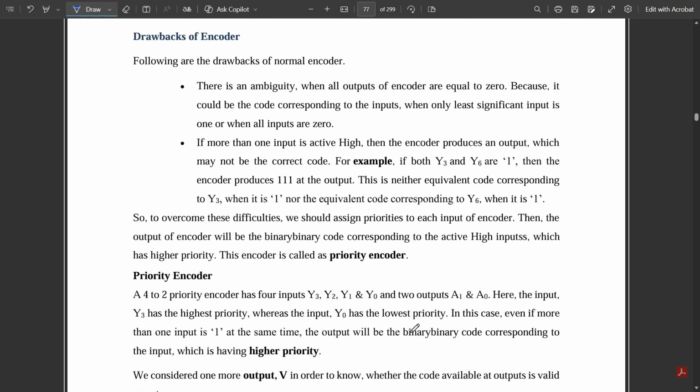Here are some of the drawbacks of the encoder when we compare it with the decoder. You can read it, because there is not much to explain in the encoder, but in the decoder there are a lot of things to explain. And in the exam also there are high chances that they might ask questions related to the decoder.